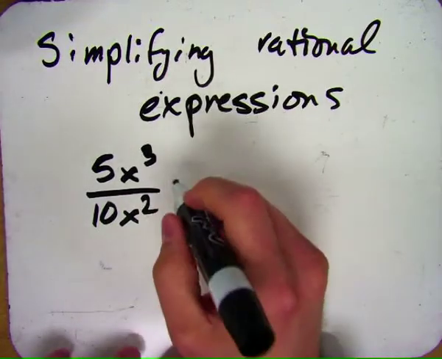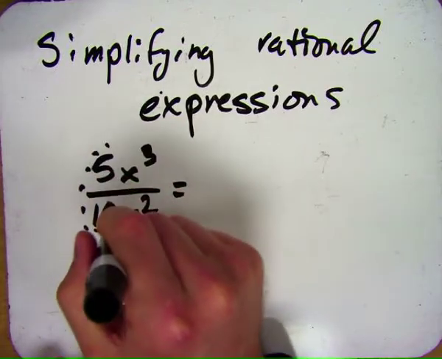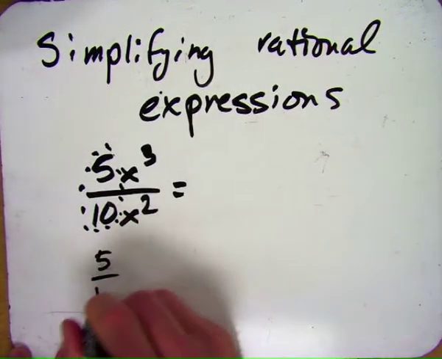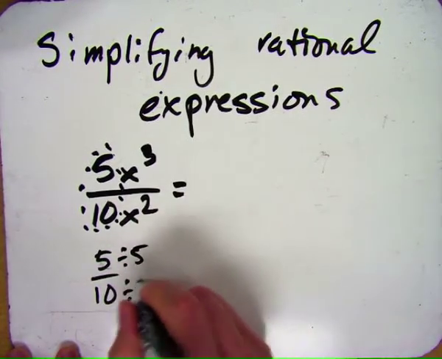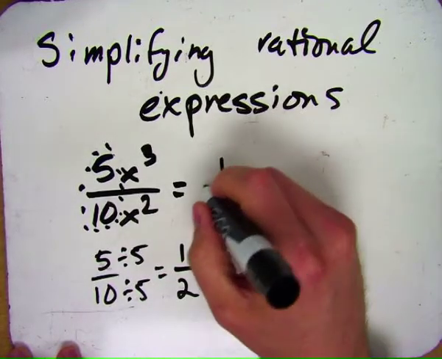What we want to do is cancel things out, and you may have done this in Plato. 5 over 10, if you just think of it as 5 over 10 only, well, on top you can divide by 5, on bottom you can divide by 5, it would simplify down to 1 over 2. So let me write that over here.